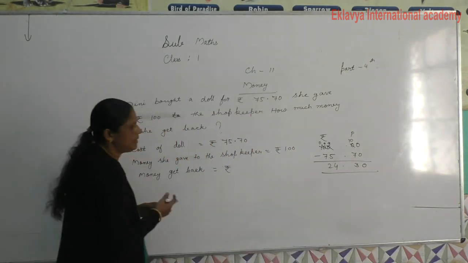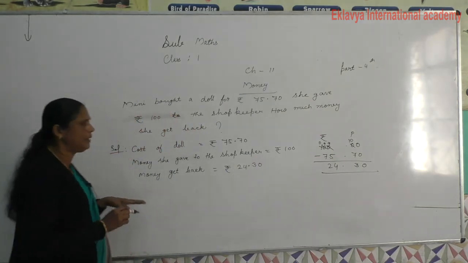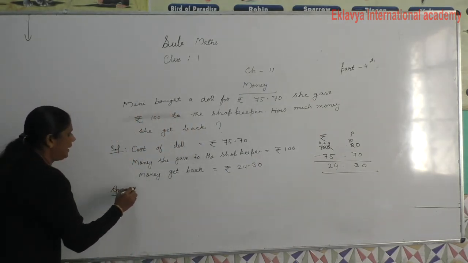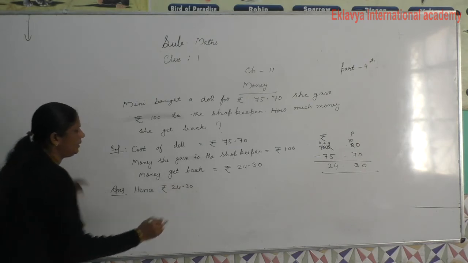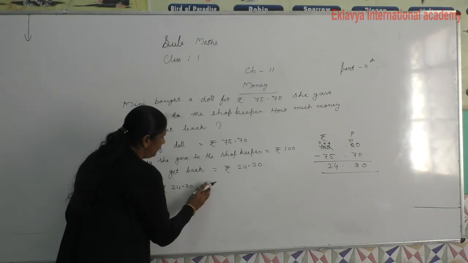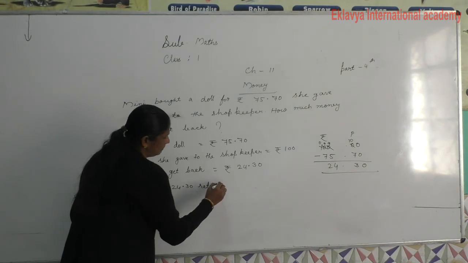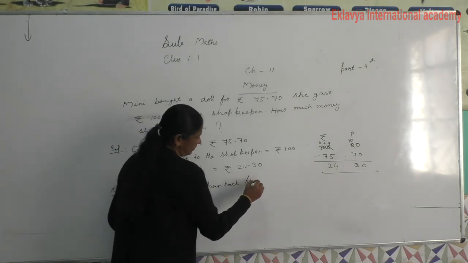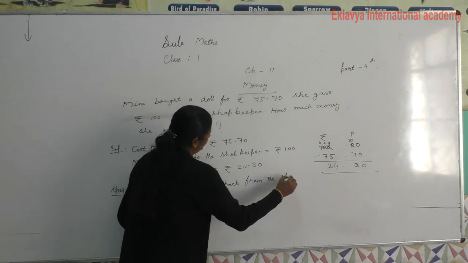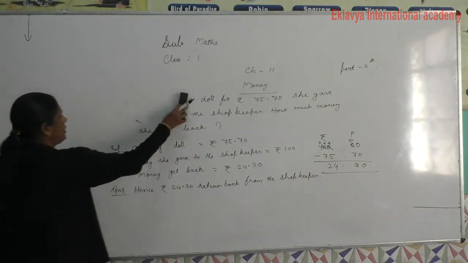Then our answer is rupees 24.30. Then final answer, hence rupees 24.30 is returned back from the shopkeeper. Okay. Next question.